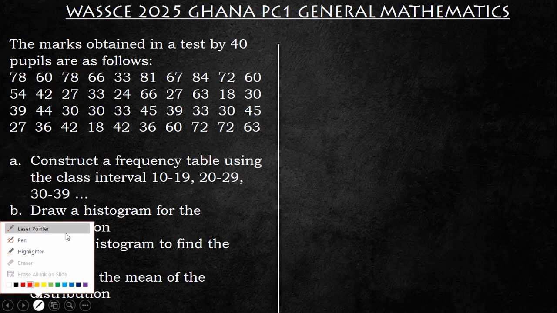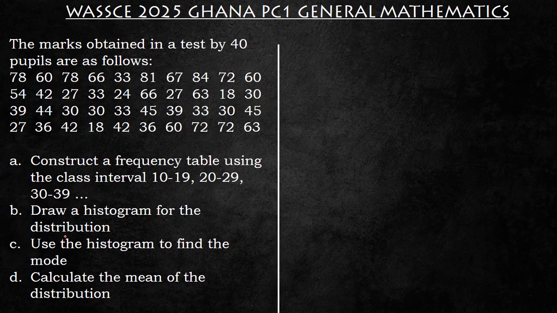So now let's just take a look at this question over here. It says that the marks obtained in a test by 40 students are as follows: 78, 60, 78, 66, and so on. These are the marks obtained by 40 students. When you count these numbers, they will have to be 40.